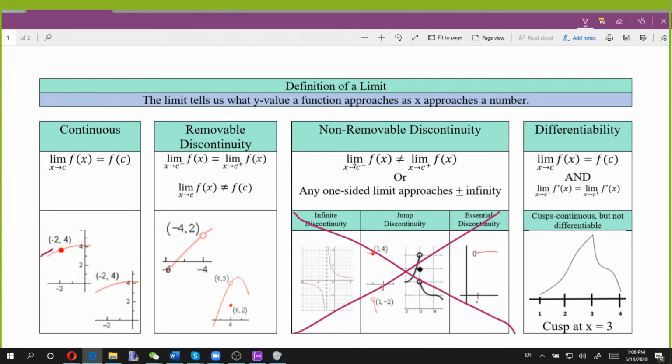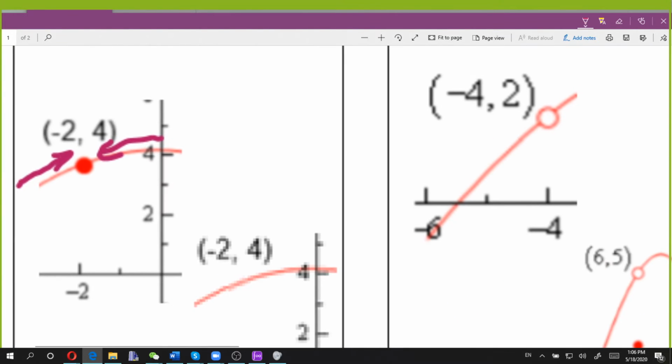So here, as I approach x equals -2 from the left and the right, both from the left and the right, I'm getting really close to y equals 4, and then if I actually plug in -2, I get y equals 4.